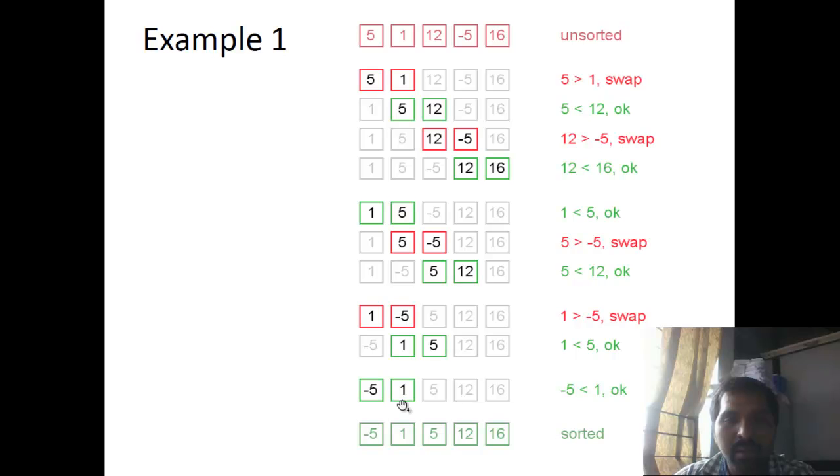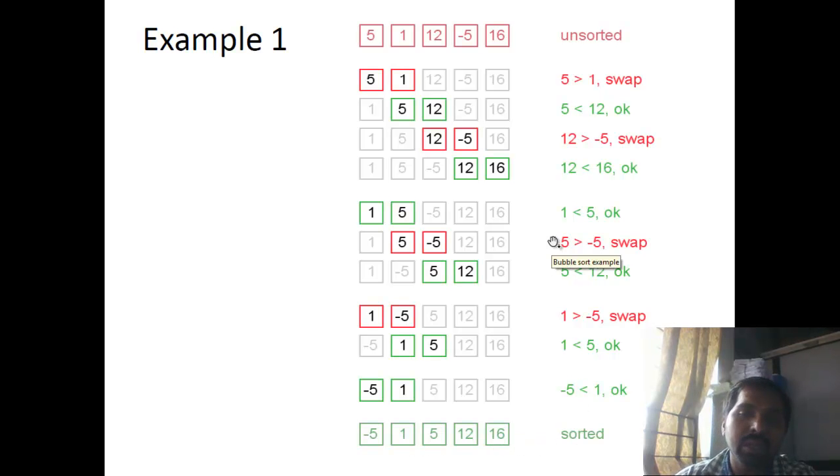Next, coming to the fourth pass, we have only 2 elements now. If we compare these 2 elements, we will get only one comparison, that is -5 and 1. It is already in order, so no need to swap. After completing these 4 passes, because we have only 5 elements, we get 4 passes. After completing n-1 passes, we get the sorted output. This is one pass, this is one pass, this is one pass, this is one pass. After completing 4 passes, we get the output in order: -5, 1, 5, 12 and 16.